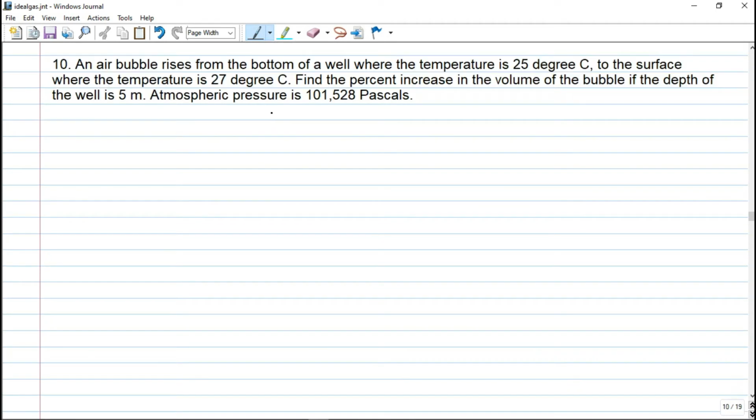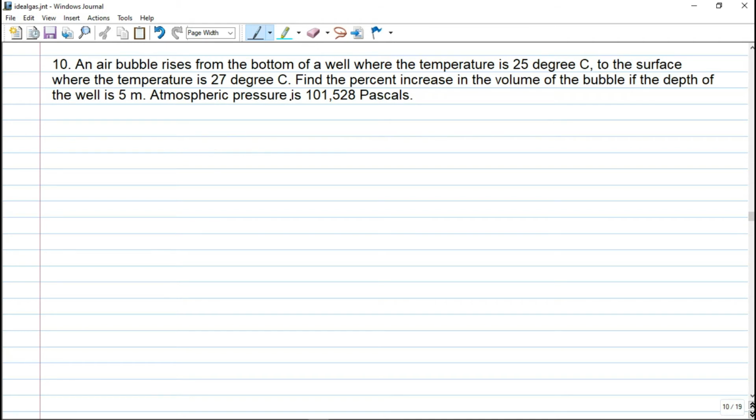Now we are down to our last problem, guys. So this is an air bubble rises from the bottom of a well where the temperature is 25 degrees Celsius to the surface where the temperature is 27 degrees C. Find the percent increase in the volume of the bubble if the depth of the well is 5 meters. The atmospheric pressure is given by 101,528 pascals. So what is the percent increase in the volume of the bubble?